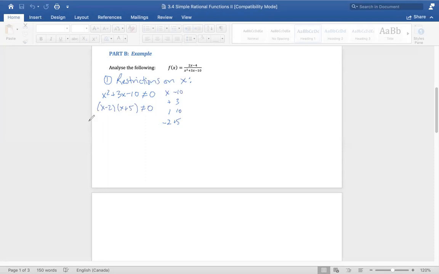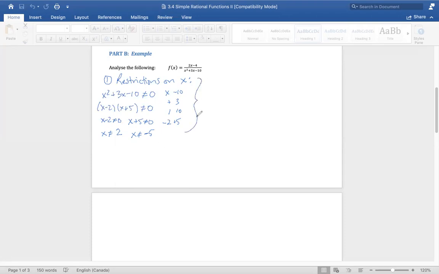So then separating them, if x minus 2 cannot equal 0, then I bring that negative 2 over, and x therefore cannot equal 2, right? 0 plus 2. If x plus 5 cannot equal 0, then x cannot equal negative 5, 0 minus 5. So these are my restrictions. x cannot equal 2 and x cannot equal negative 5. We don't know what's happening at those restrictions. We just know that they are restrictions.